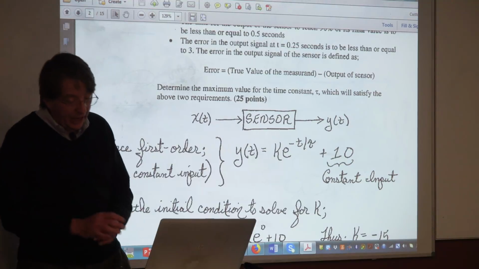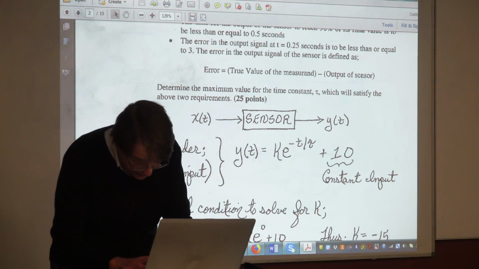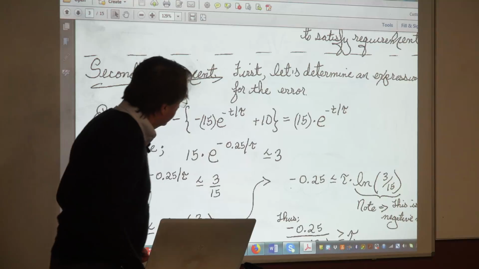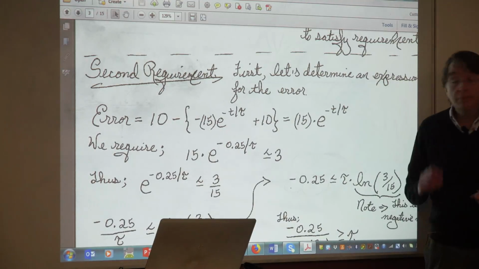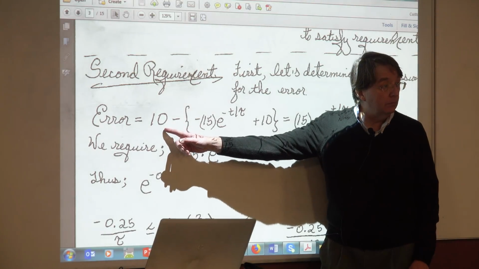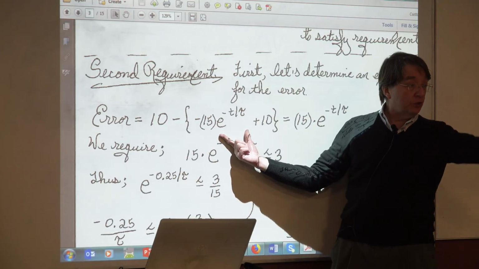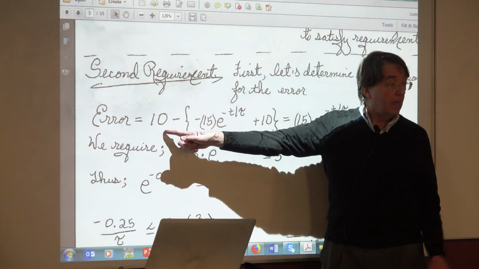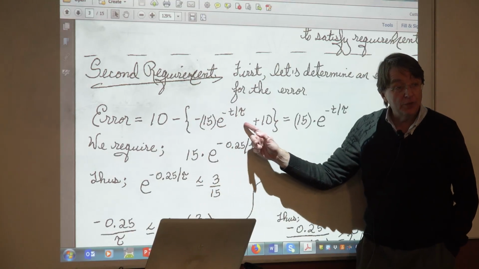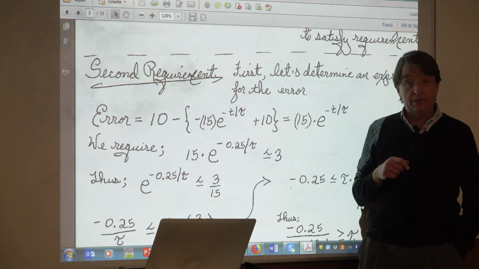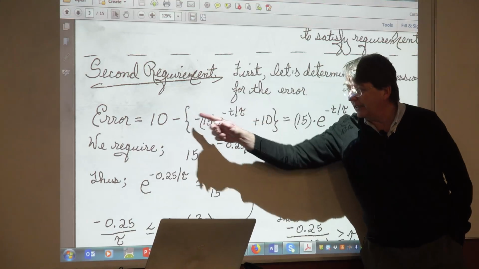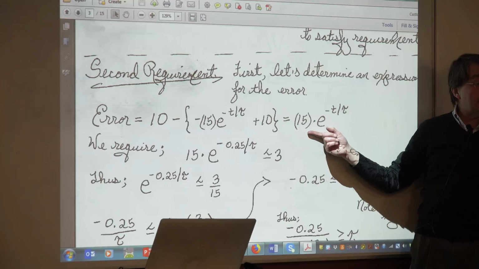So I say, okay, can I solve it? I think we should be able to solve it from just the first order equation. So I come down here. Now, please stop me if this doesn't make sense. The error is defined, I gave you this, as the true value minus the value of the sensor. So the true value I'm trying to measure is 10, minus the actual value of the sensor, which is k e to the minus t over tau plus 10. But we solved for k before this, minus 15. E to the minus t over tau plus 10. So notice 10 minus 10, and I have minus a minus. This converts to 15 e to the minus t over tau.